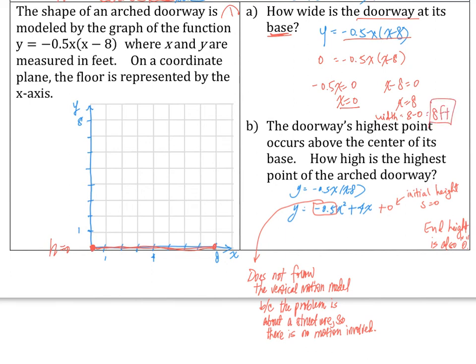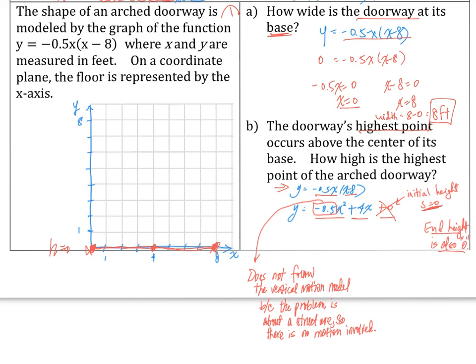Now part B asks us for the doorway's highest point, and this will occur at the center of the base, which is 4. So how high is the highest point of the arched doorway? So I took the function and I distributed the negative 0.5x into x minus 8, and I got negative 0.5x squared plus 4x. Now I added this 0 here just because this 0 tells us that it's the initial height, when s is 0, according to the formula I taught you earlier, and the end height is also 0. So what I'm talking about is these 2 points. Okay, so we can go ahead and ignore this part.